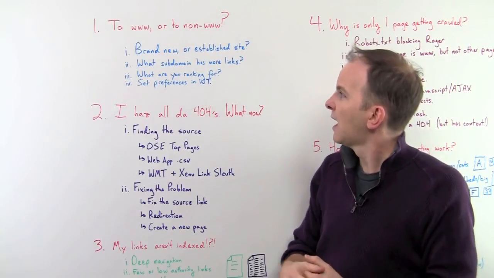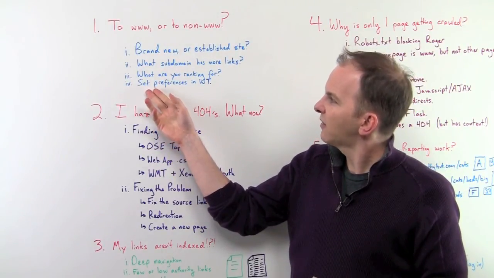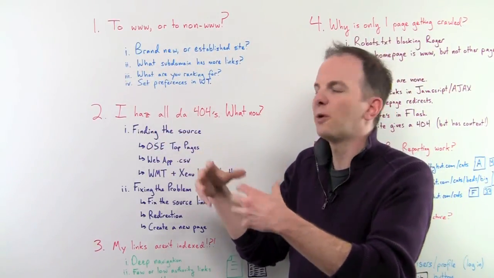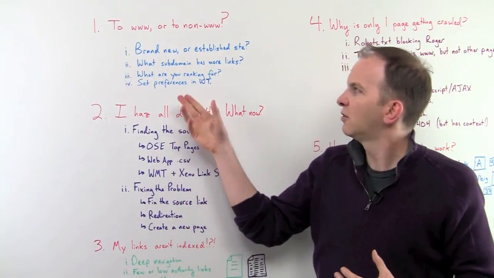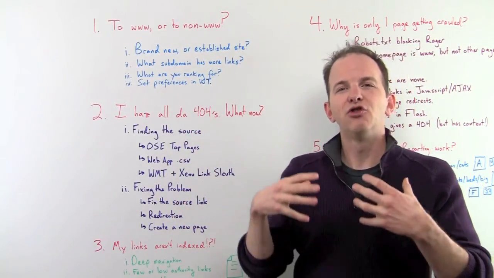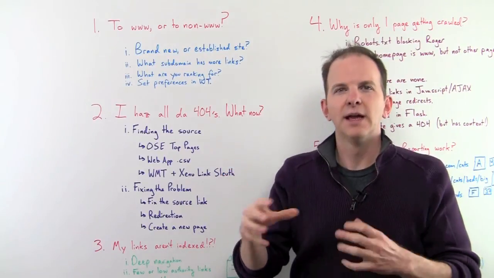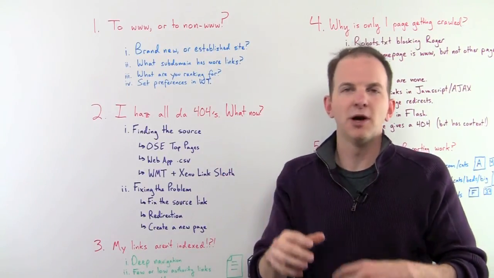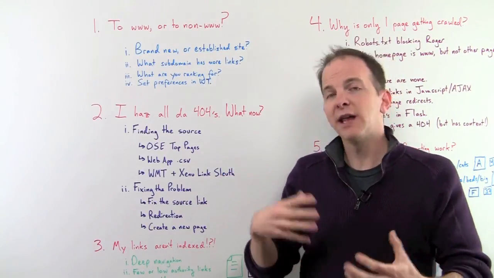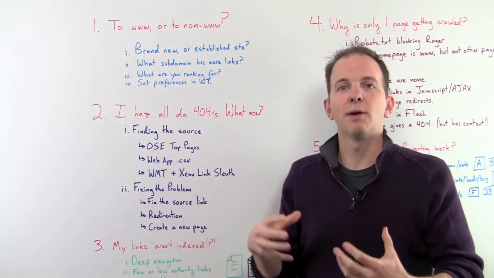And finally, this doesn't really determine which one you want to choose, but you might want to look in Google Webmaster Tools and choose your preference. There's a preference in there, set my preferred domain as www or non-www. And if you're taking on a new client, you might want to check in their Webmaster Tools to see what that's already set for.